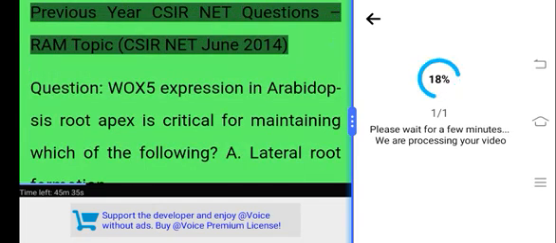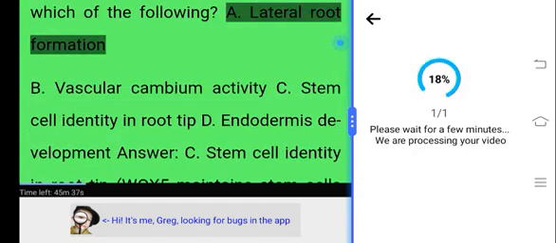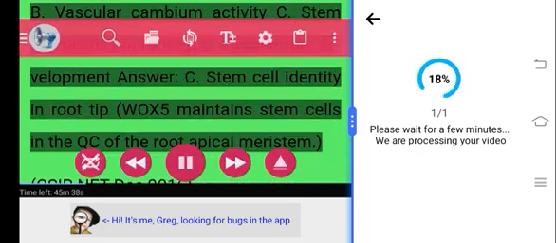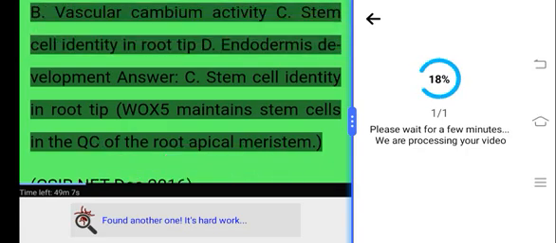Previous year CSIR-NET questions. RAM topic. CSIR-NET June 2014. Question: WOX5 expression in Arabidopsis root apex is critical for maintaining which of the following? A, lateral root formation. B, vascular cambium activity. C, stem cell identity in root tip. D, endodermis development. Answer: C, stem cell identity in root tip. WOX5 maintains stem cells in the QC of the root apical meristem.